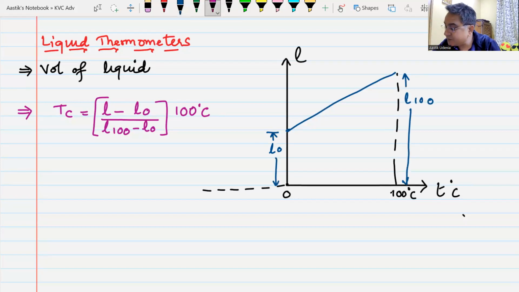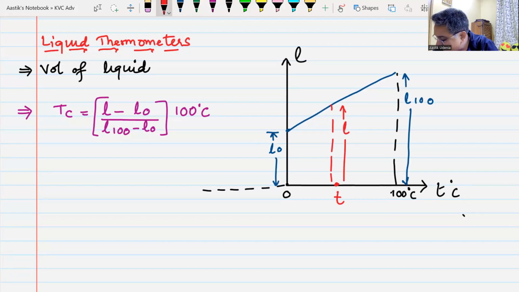At any point between 0 and 100, if the temperature is T degrees Celsius, I can find out its length, and that length minus L naught is a straight line. L minus L naught divided by L100 minus L naught, into 100 degrees Celsius, should give me the temperature on the Celsius scale. Yes or no? Yes, sir. If I had to write the temperature on the Fahrenheit scale, how will I write it?